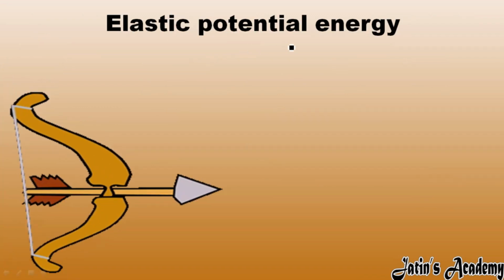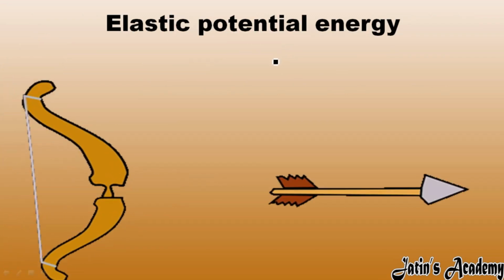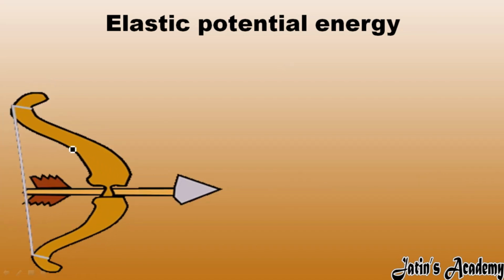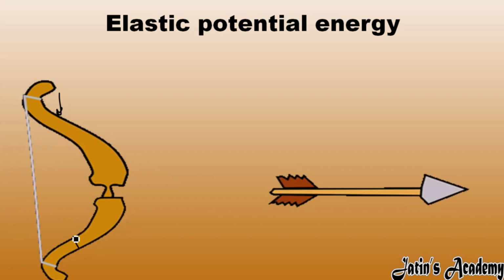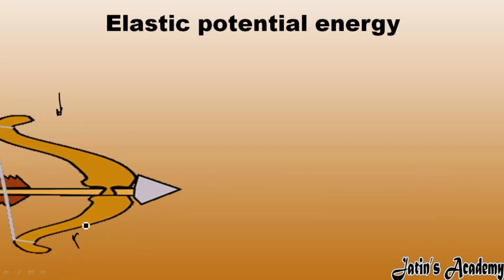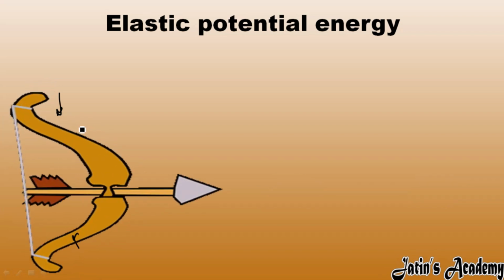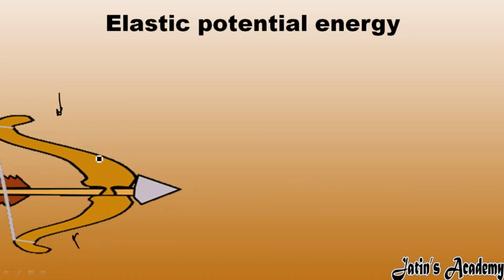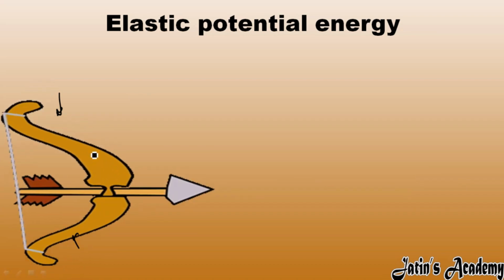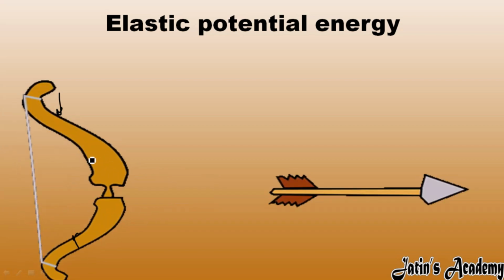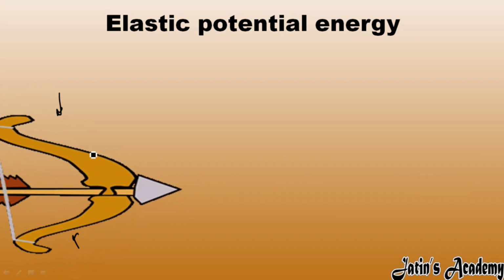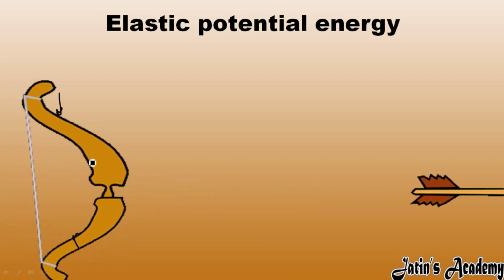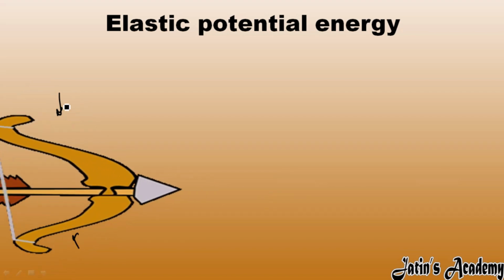Next we have elastic potential energy. What is elastic potential energy? Carefully see. For example, I have an elastic body. Elastic body means when I apply a force on a body, it gets deformed. Deformed means change in shape or size. Okay. When I remove the force, it has the ability to come back to its original shape and size. This property of a body to come back to its original shape and size after removing the force is called elasticity.